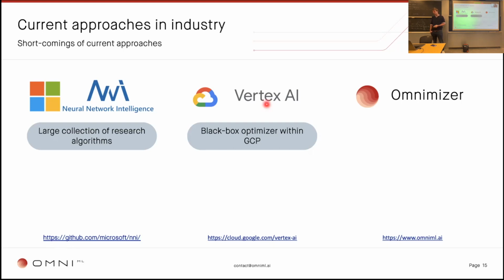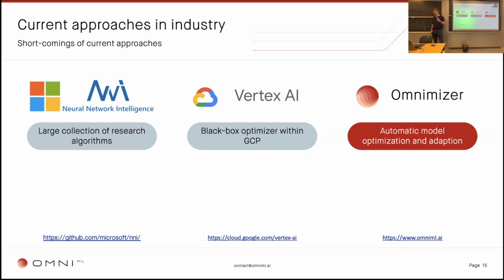There's also this tool called Vertex AI NAS from Google. It's essentially a black box optimizer within Google Cloud. And I think in your first NAS lecture, you learned about some of these early approaches in architecture search, which are essentially a black box optimizer where you can run evolutionary search, and every time you try a new configuration, you essentially train it. So this one works a little bit like that. And we took that one step further.